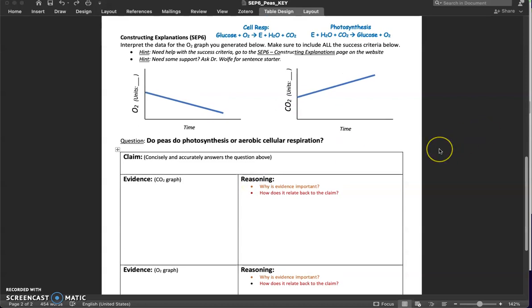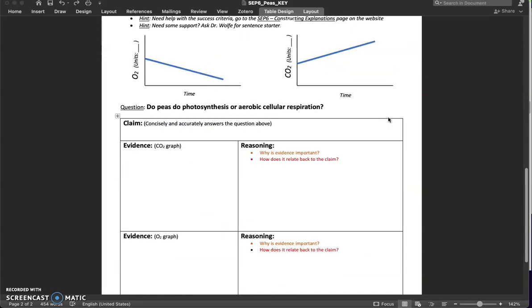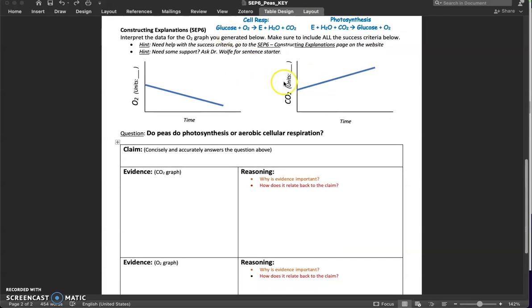Sorry I can't be in class today, but I wanted to give you some feedback on constructing explanations from the lab that we did yesterday. Okay, so here we have our graphs. You should have had oxygen decreasing, CO2 increasing. If not, just make sure to eventually put this in to change it.